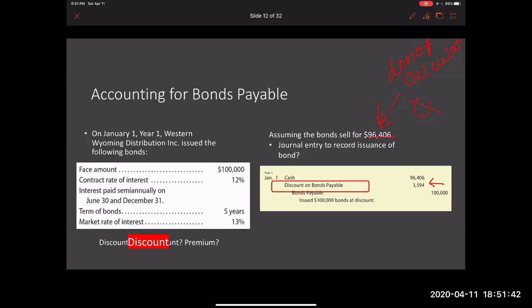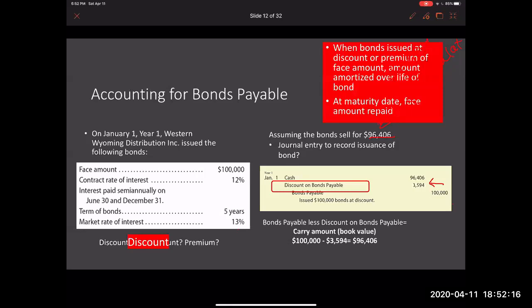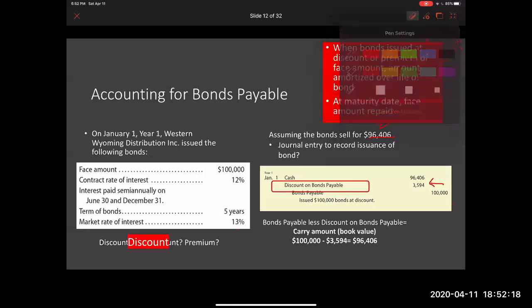Okay, and so you're just taking into account that, hey, I didn't get the full amount of my bond that I was trying to issue, therefore it will be a discount. You're capturing the amount that you did not receive. Again, that is just the difference between the bond payable amount or the amount you're issuing less your cash. That's how you get the discount on bonds payable. And then the bonds payable less the discount on bonds payable equals the carrying amount or the book value at the time.